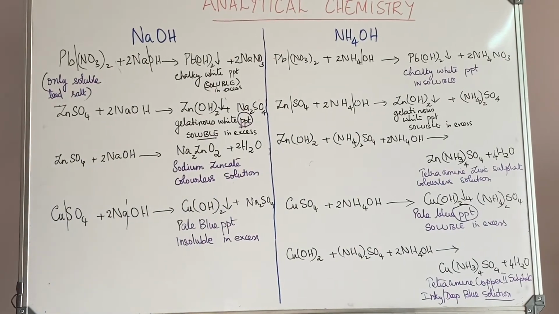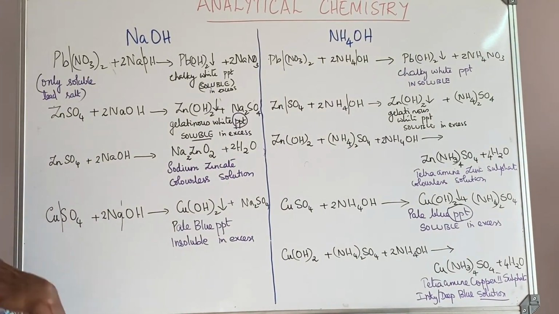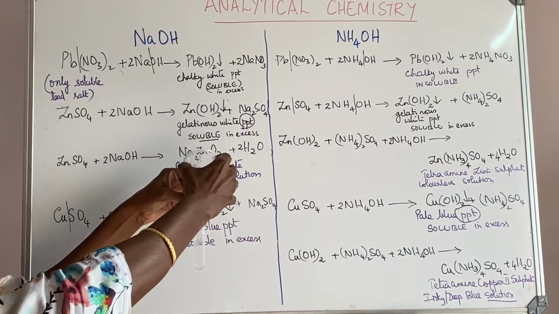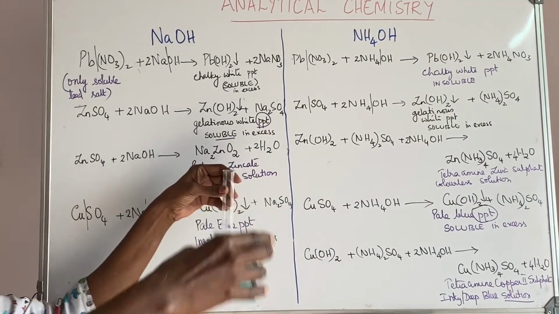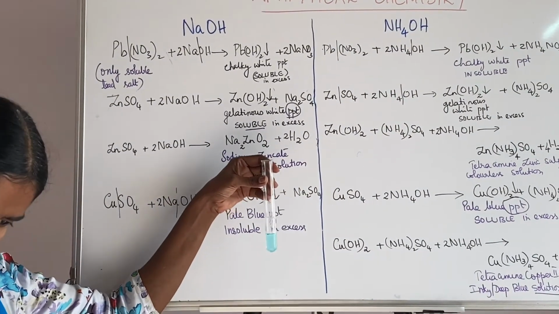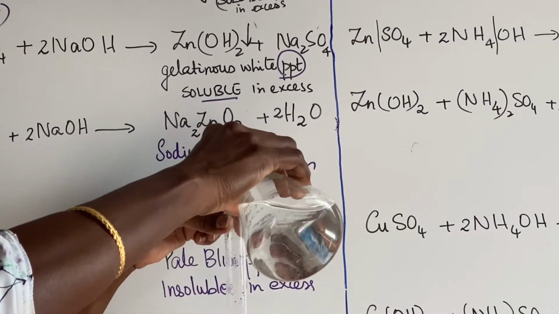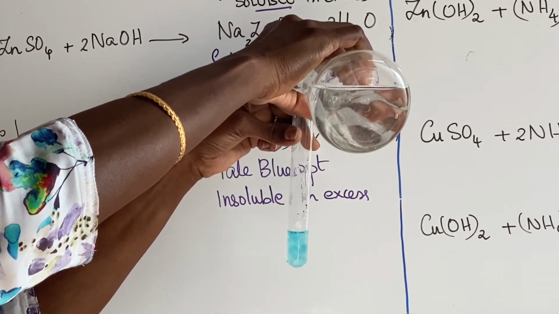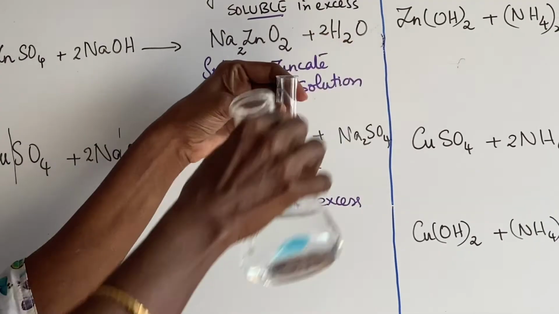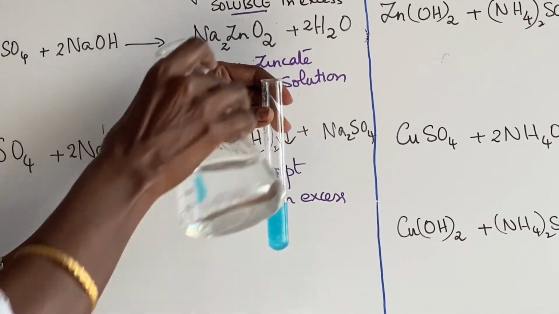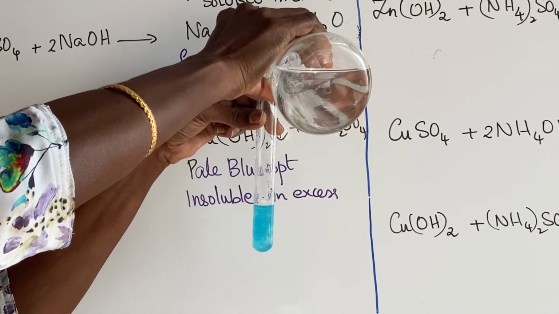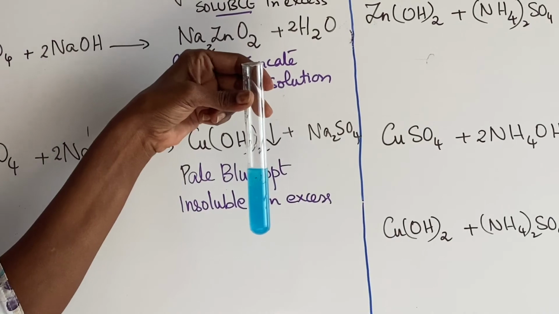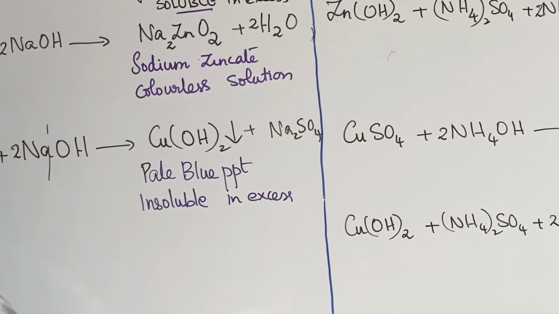Okay. Now let us see this copper sulphate with sodium hydroxide first. This is copper sulphate solution. Okay. Now when I add sodium hydroxide to this, I get a pale blue precipitate, and when I add it in excess also, the precipitate continues to be there. It does not dissolve. This is with NaOH.